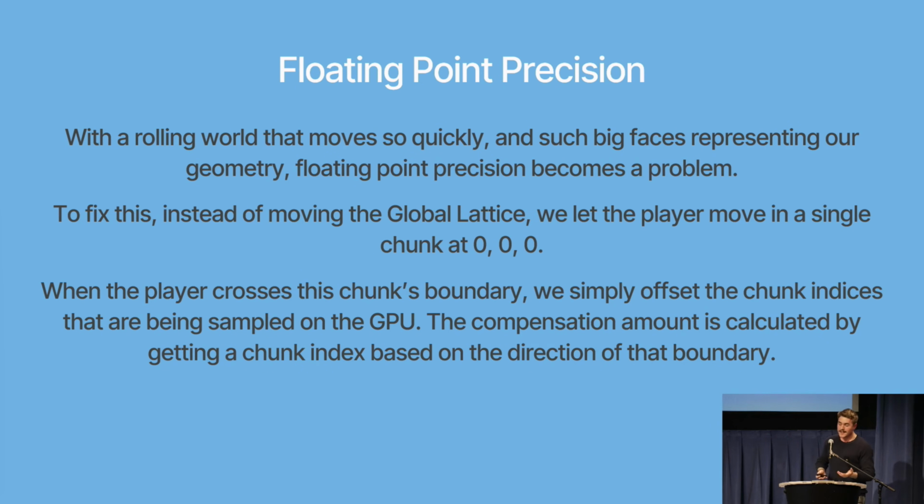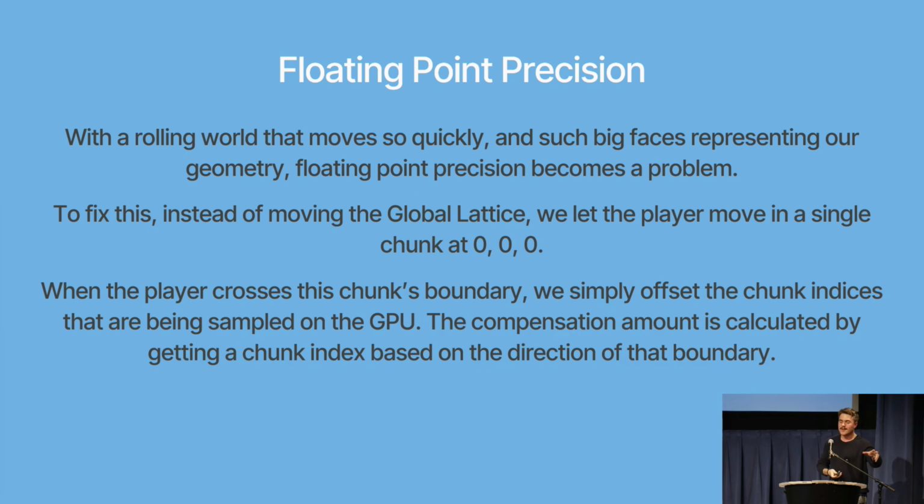So to fix this, instead of actually moving the global lattice in the world and using the world space position to index the chunks in which voxels we render, all we have to do is let the player move in a single chunk at 0, 0, 0. So they're always in this range, and this is arbitrary. It could be any region, but we could just always have the player be in, let's say, a single chunk, 0 to 64 cubed, and rolling in this chunk, right?